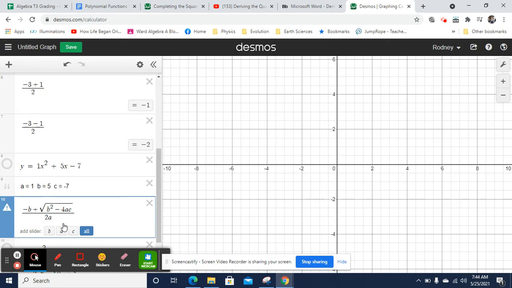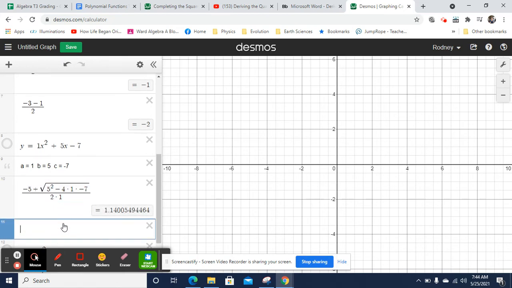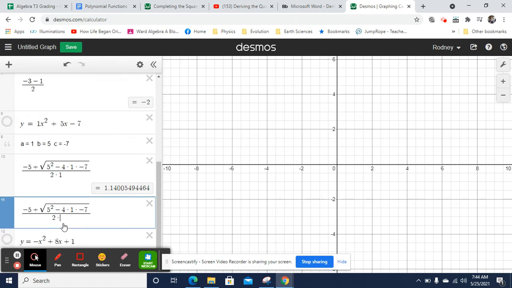And so now let's go through and replace things. So b will be 5 wherever it shows up. A will be 1. C will be negative 7. And A, of course, is 1. So we'll tidy everything up. I'll start with the denominator, 2 times 1, and then I'll deal with the discriminant, the stuff that's within the radical. So 5 squared is 25, and then 4 times 1 is 4, and then 4 times negative 7 is negative 28. 25 minus negative 28 is plus 28, and then I add 25 and 28, and I'm going to get 53, and that is definitely not a reducible radical.